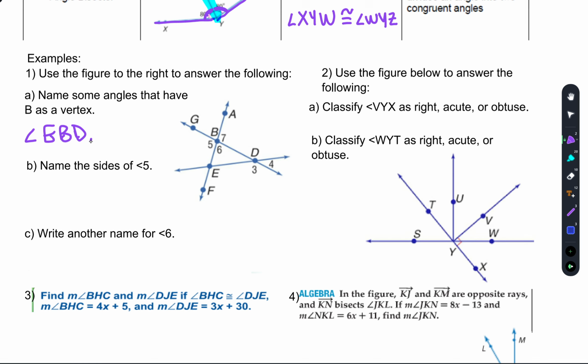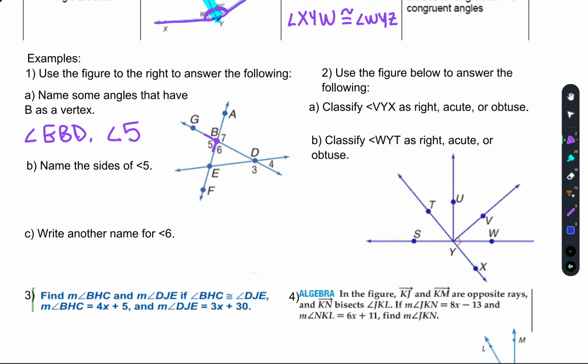Can I get one that's not 3 letters? What's another option other than using 3 letters? Any ideas? Remember that one of our options was I can literally just use those numbers that are in there. So an angle that has B as a vertex, can I call one angle 5 here? That works perfectly fine. There's a ton more, but I'm not going to go into them all.